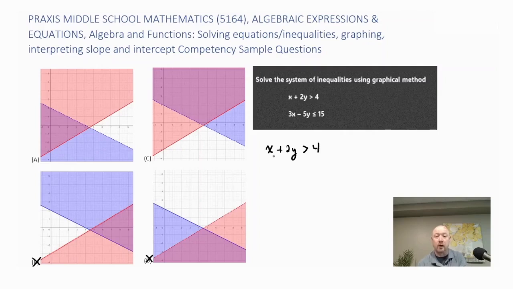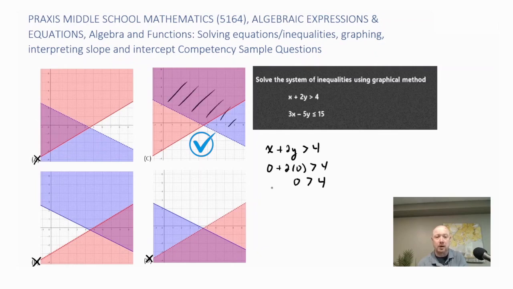To figure out how to shade, let's look at our first inequality. If I plug in the point 0, 0, I would get 0 is greater than 4, and that is a contradiction. So that means 0, 0 cannot be part of the solution set of this inequality. Here's our dashed line for x plus 2y greater than 4, and it's shaded below. That means 0, 0 is included, so that cannot be the solution. So our correct answer is going to be C, where we can see we're shaded above.